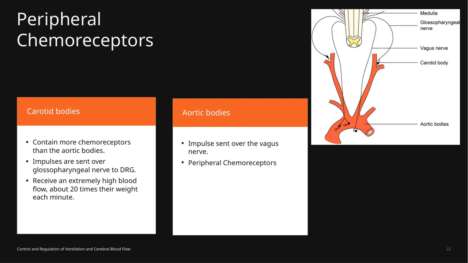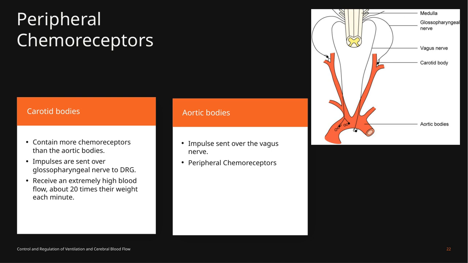Now, let's take a closer look at how the control and regulation of ventilation and cerebral blood flow work. First, it's important to note that these chemoreceptors, particularly the carotid bodies, contain more chemoreceptors than the aortic bodies. This means they play a more prominent role in sensing changes in blood chemistry. When there's a need to adjust breathing or blood flow, impulses are sent over the glossopharyngeal nerve to the dorsal respiratory group, or DRG, which helps regulate respiratory activity.